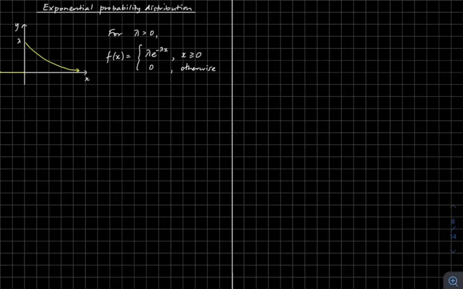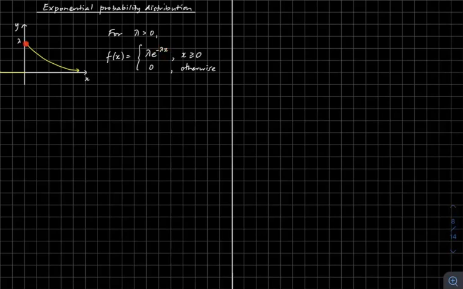Not surprisingly, it is based on an exponential function. Here we're defining it as a piecewise function, f of x, which for x greater than or equal to 0 has this equation, where lambda is some positive constant. So it's going to be shaped like this. For x greater than or equal to 0, when x is equal to 0, this will be e to the power of 0, which is 1, so we'll just get lambda times 1.